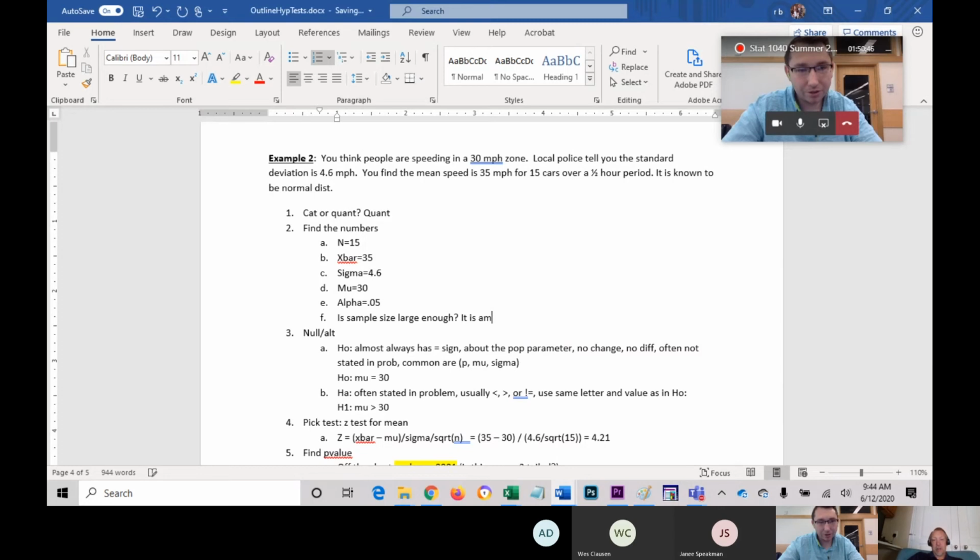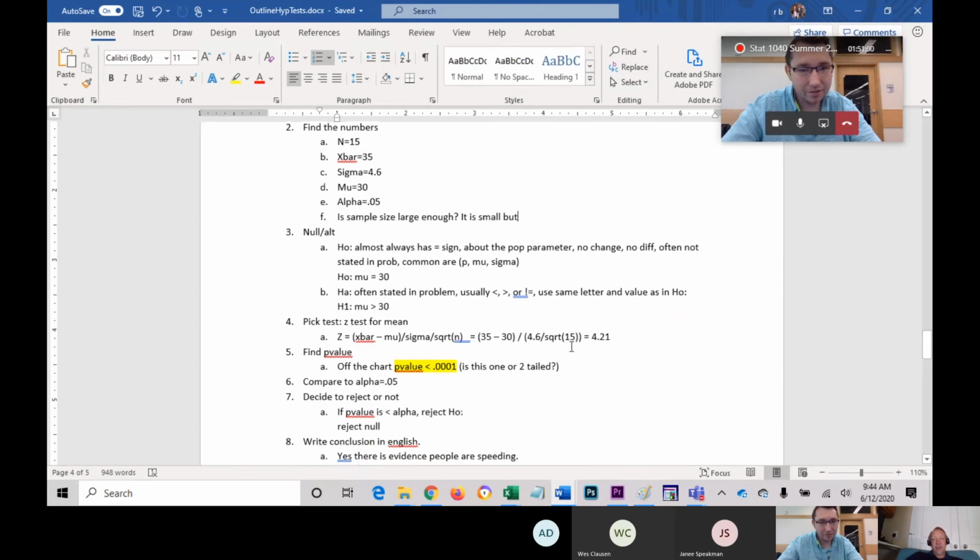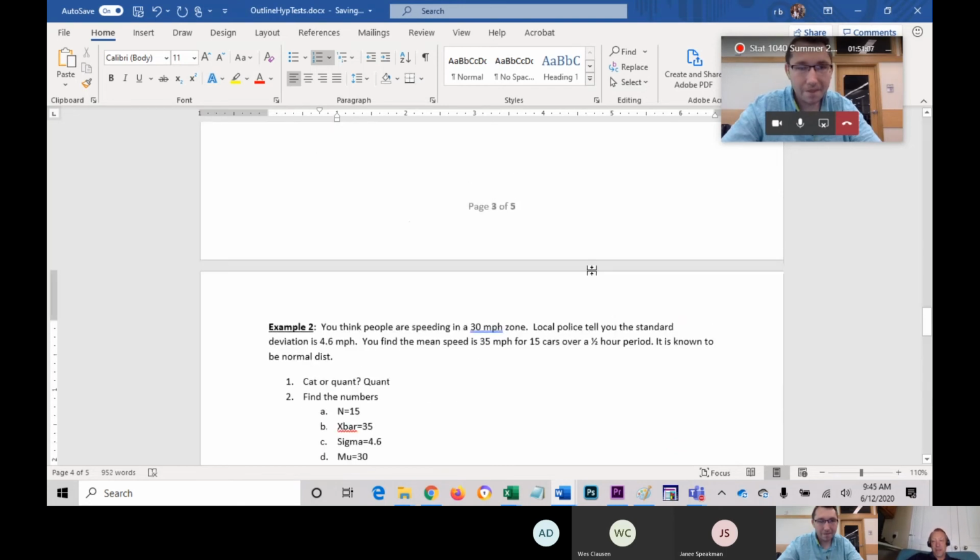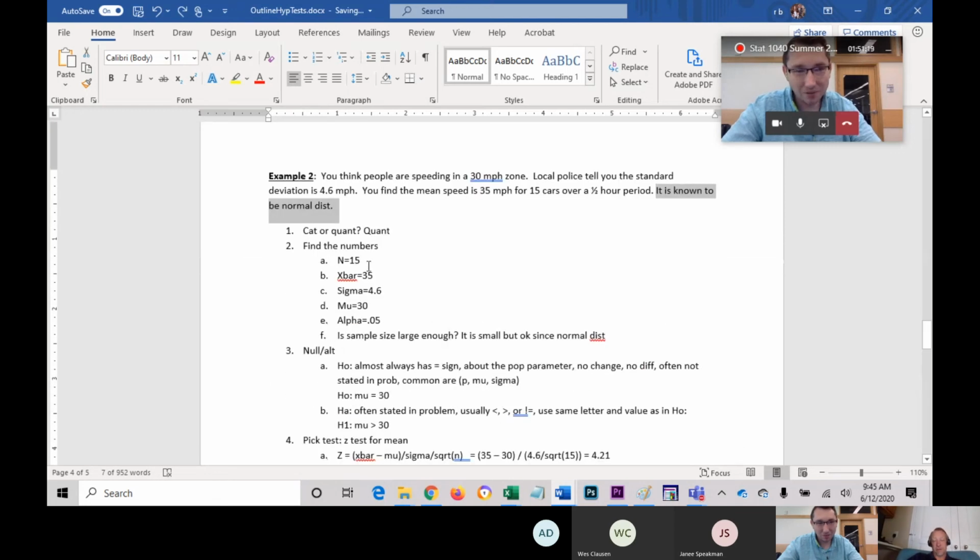I was just wondering, because if n was bigger, wouldn't our z-score go down and the p-value be bigger, right? Yeah, so it is small, but okay since normally distributed. Okay, if this sentence was gone, then you shouldn't do it. You shouldn't even do the test. But since it's known to be normal, we got away with 15.